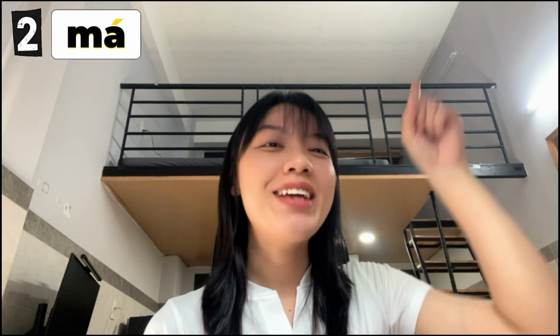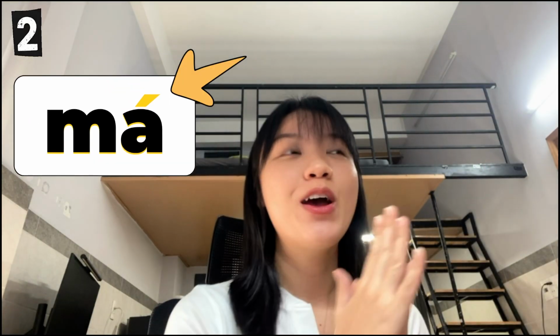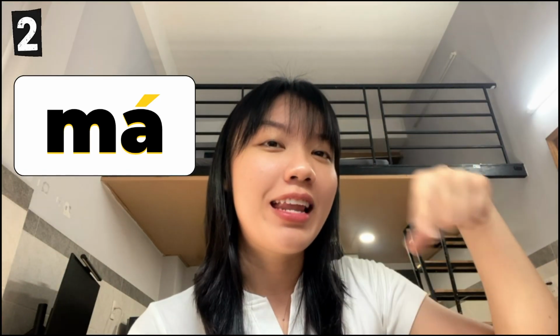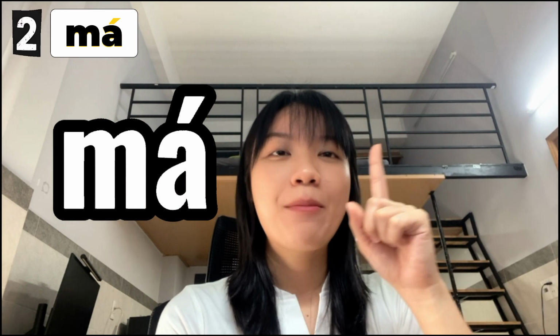Okay, the second tone is the rising tone. When you see this tonal mark above the vowel, that means you have to raise your voice a little bit. It's like when you're asking a question, like, really? Like that. Okay, so let's practice with this word. Ma. Go up, right? Ma.